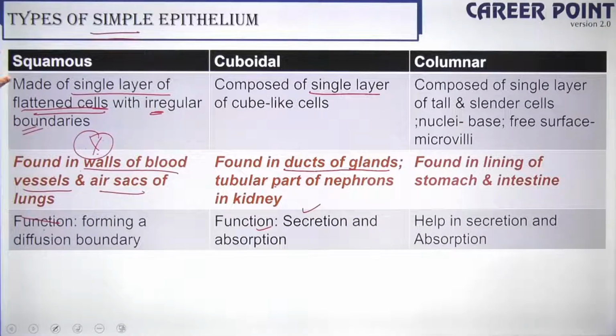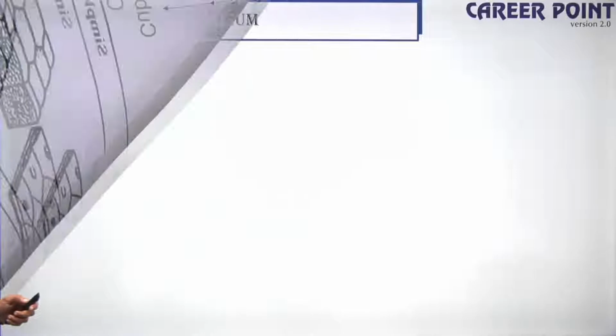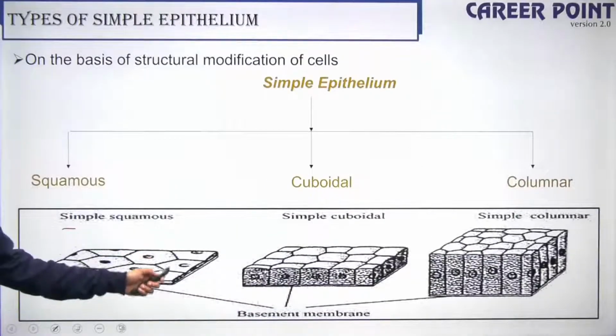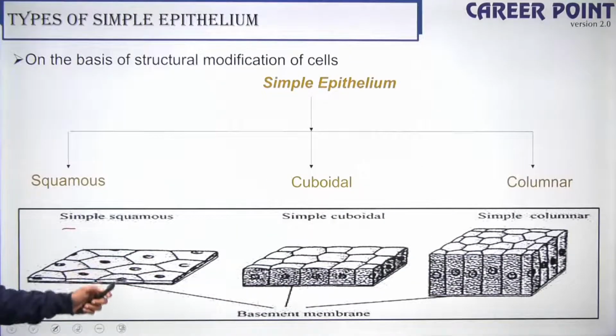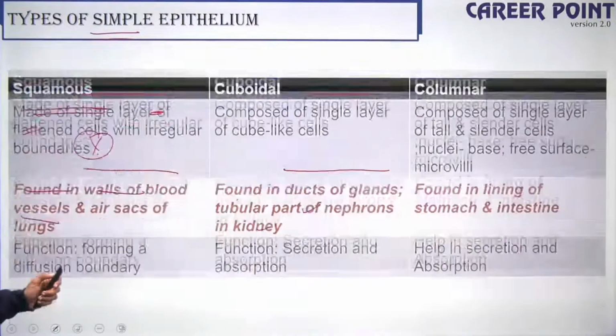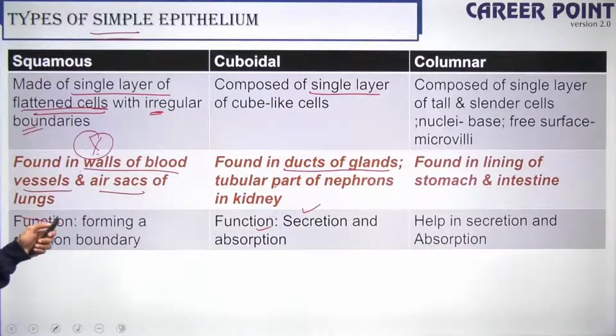The squamous epithelium is made up of a single layer of flat-ended cells with irregular boundaries. So if you look at the picture here, this is a flat-ended layer. Yes, the boundaries are irregular. It does not have a definite boundary. Okay, so where is it found? It is found in the walls of your blood vessels and in the air sacs of your lungs, right? So function, forming a diffusion boundary.